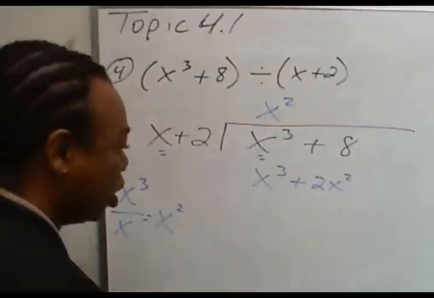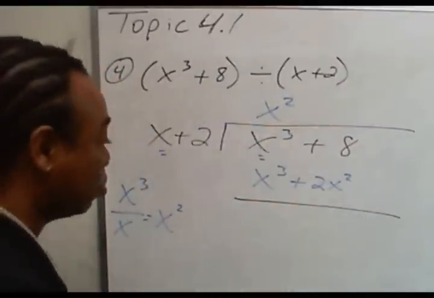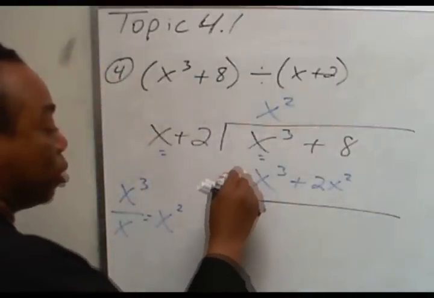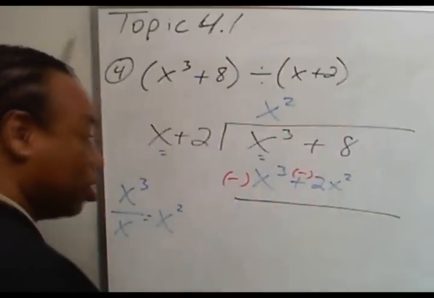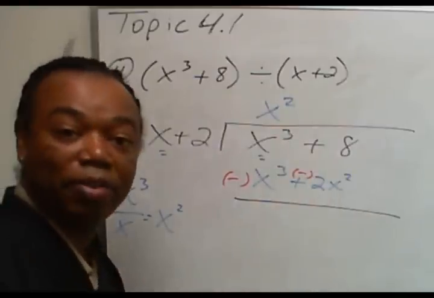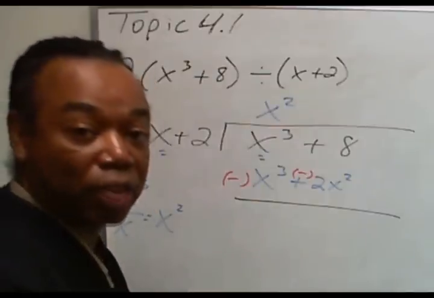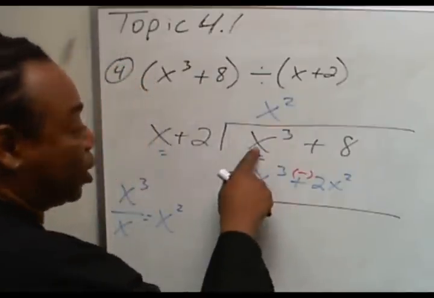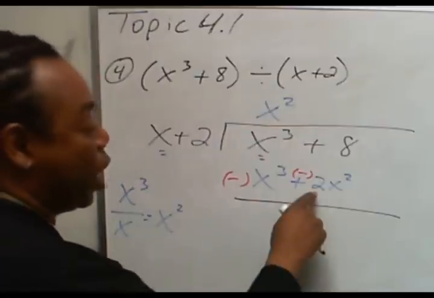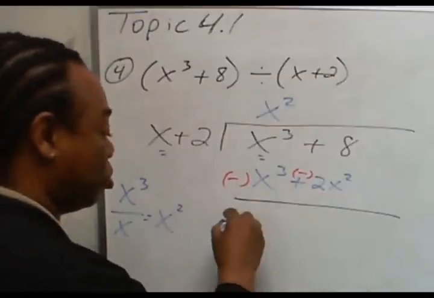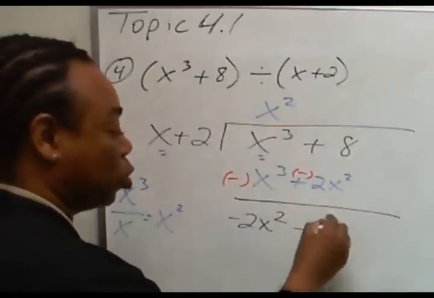Step 3 is to take the additive inverse, which means we're going to change the signs. So this positive becomes a negative, and this positive becomes a negative. That's the third step, additive inverse, changing the signs. The fourth step is to combine like terms. We have a positive x cubed and a negative x cubed, those combine and become 0. Here we have a negative 2x squared and a positive 8. So those don't combine.